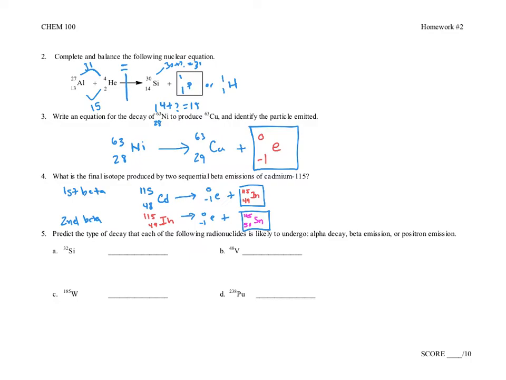Again, you could write that all as one expression if you wanted to, where you simply take your initial cadmium, you do your beta particles, but you get 2 of them, and you're still going to end up with tin-115 as your answer.